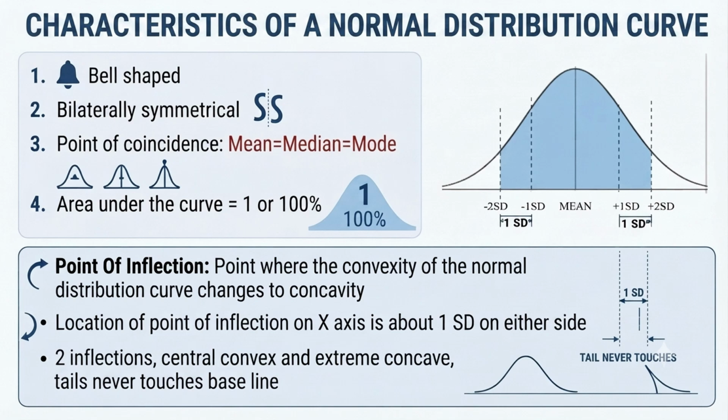So this normal distribution curve has two inflections, one at the right side and one at the left side. We see central convexity, and both extremes are concave. And the tail never touches the baseline. In the normal distribution curve we have infinite values, so the right side extends till infinity and the left side also extends till infinity. So the tail will never touch the baseline. These are the characteristics of the normal distribution curve.